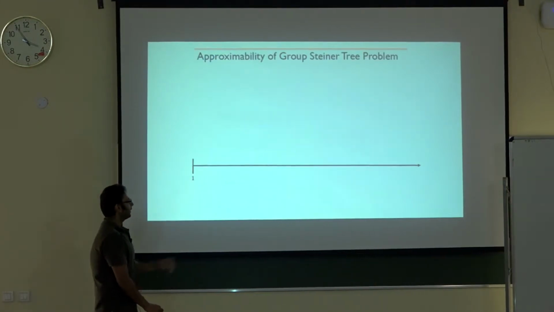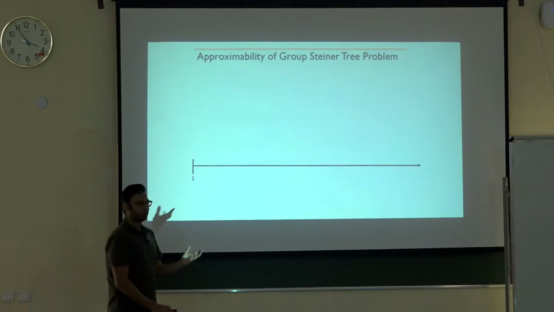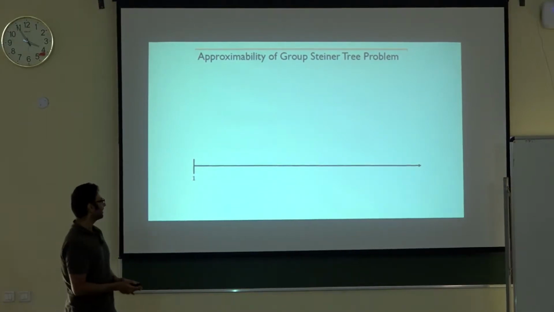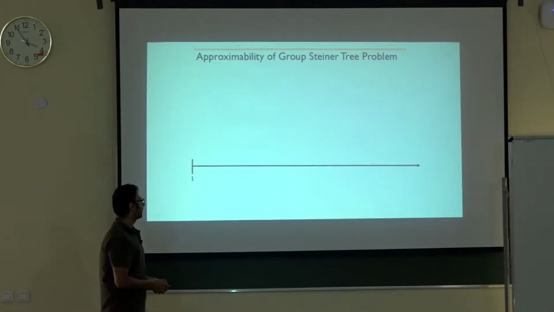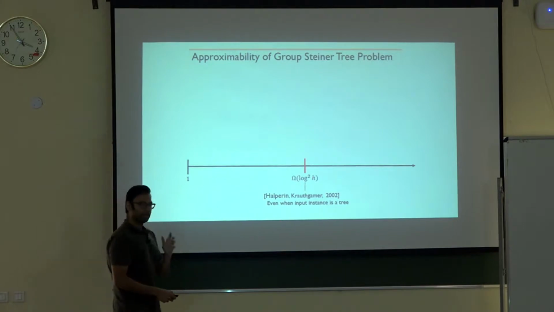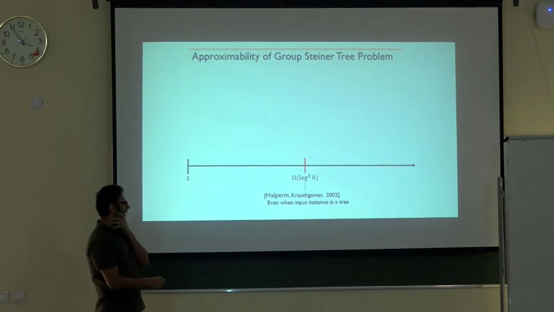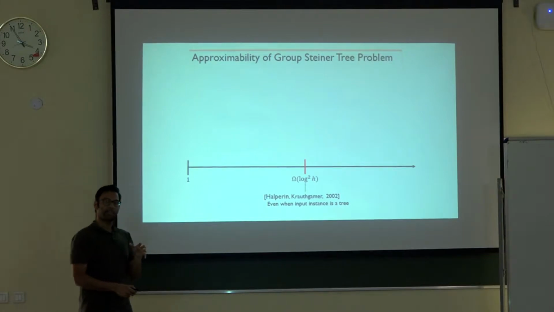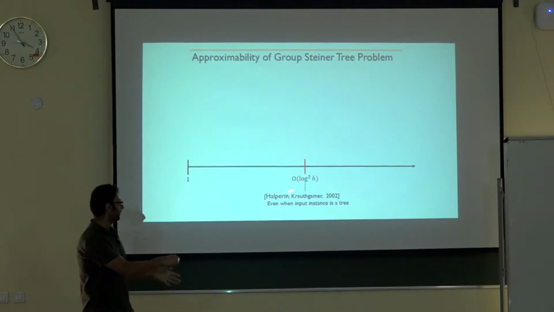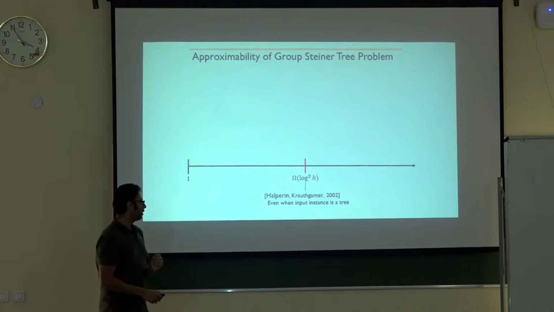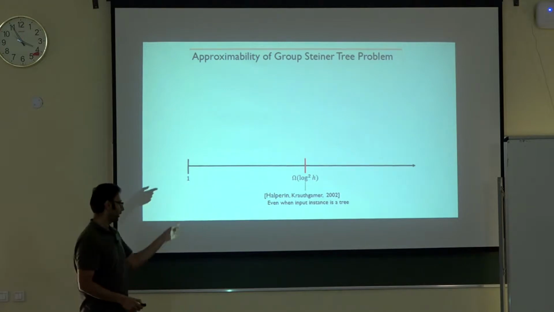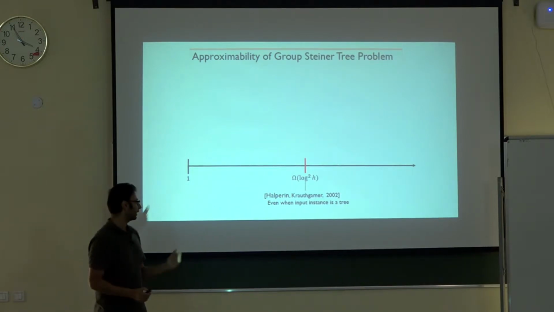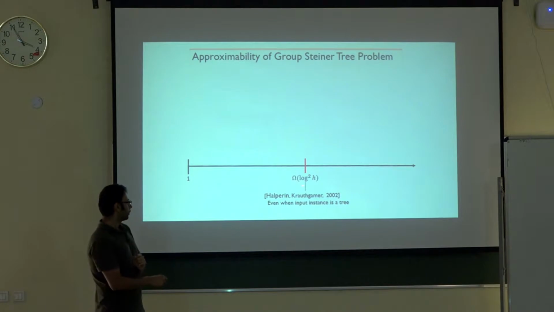Okay. So let's take a walk through what is known about the approximability of this problem. It turns out that this problem is much harder compared to Steiner trees. Halperin and Krauthgamer showed in 2002 that it's NP-hard to approximate beyond a factor of log square h, where n is the total number of nodes, but h is the total number of groups.